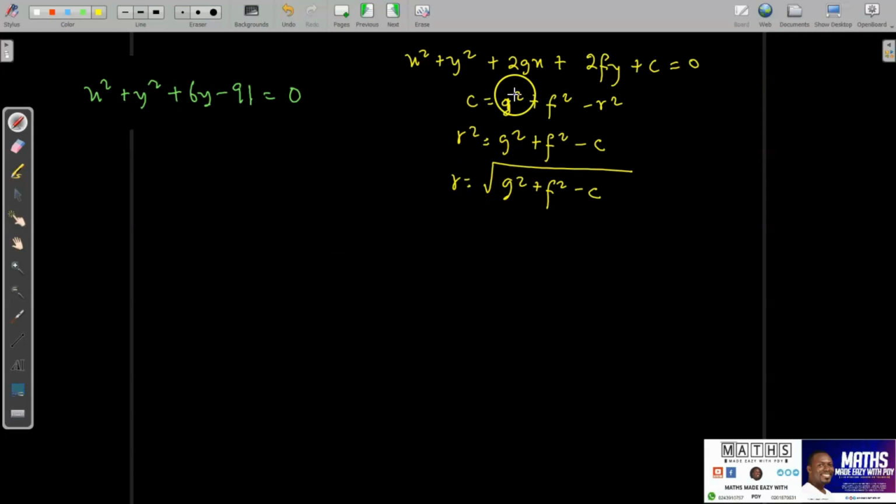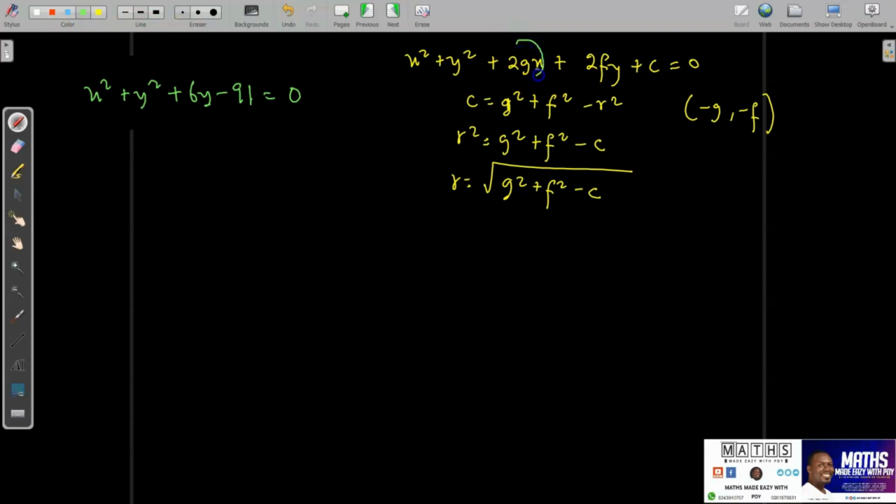So how do we get our center? Remember, before you apply this formula, your center should be negative g and negative f. That's what you must apply before you can use this. So how do you work it out? First, you compare the coefficient of x.